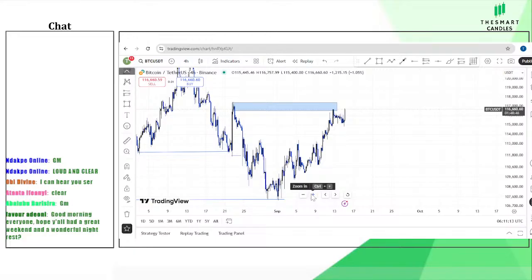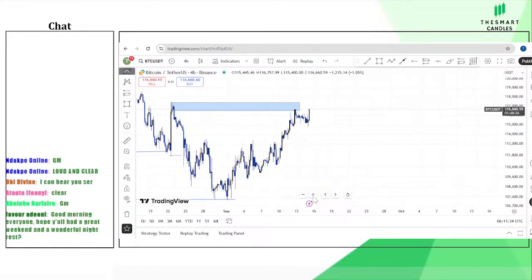We want to see price take out this high or take out this low. If price takes out this low on the 1 hour time frame, then we'll look for more reason to sell. And if price takes out this point, we'll look for more bullish sentiment to rise this price to the upside.